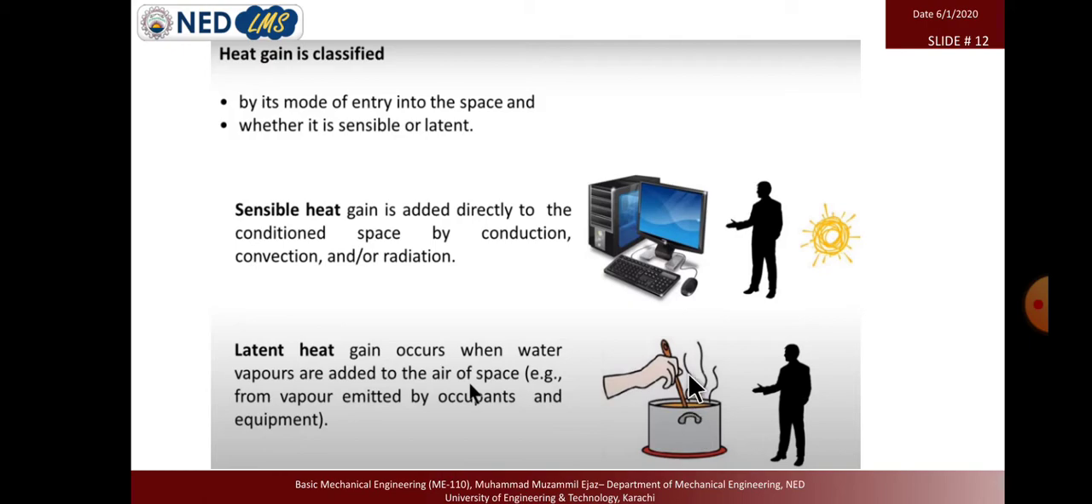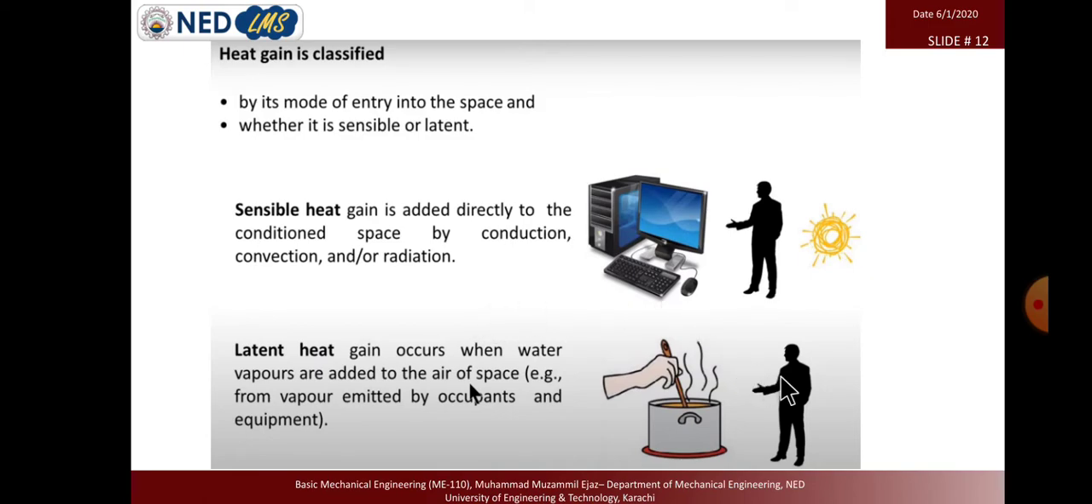Like for equipment, we have a hot tea. For example, if we have to cool down the conditioned space of a kitchen, in the kitchen we have to cook food where steam is directly added into the conditioned space, and water is added into the conditioned space. Another example, like tea and coffee, also evaporates water into the conditioned space, but these are a very minimum or very little amount.